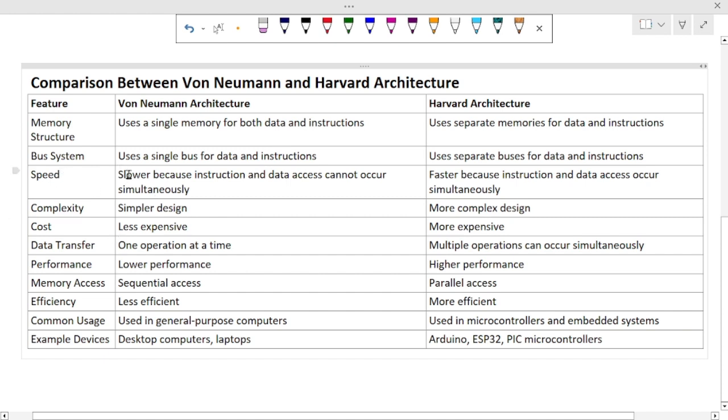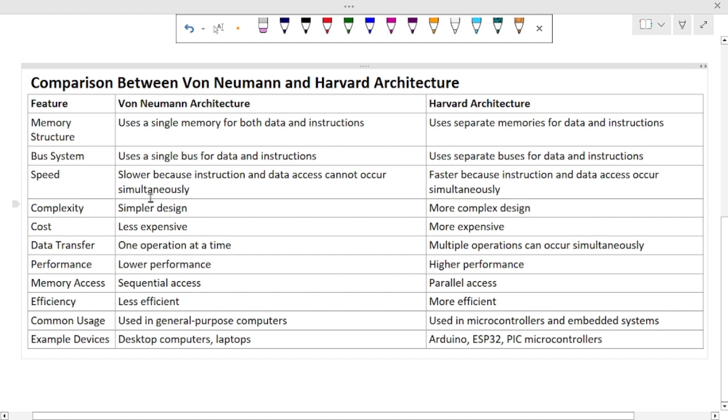Therefore, speed. Von Neumann is slower because instructions and data access cannot occur simultaneously, because we are using the same bus for data and instruction. When data is going, instruction will wait. When instruction is going, data will wait. So it is slower. For Harvard, it is faster because instruction can be going to a particular location or in execution, and data can also be accessed, because they are on different buses, so they can happen simultaneously.